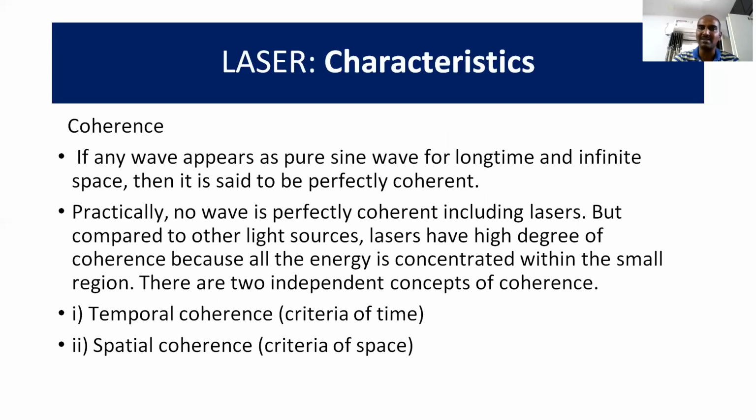But when compared to other light sources, lasers have a high degree of coherence because all the energy is concentrated within a small region. Therefore, we have two independent concepts related to coherence: one is temporal coherence and the second is spatial coherence. If we measure the coherence of laser light by taking time as a criterion, it is called temporal coherence. And if we measure the coherence of laser light with reference to space or distance as a criterion, it is called spatial coherence.